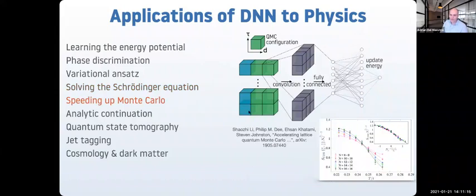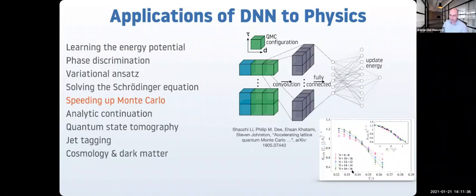Steve Johnston in the physics department has a really nice paper on the Hubbard-Holstein model where they figured out how to speed up one of the big bottlenecks, which is how you can make updates in certain types of Monte Carlo calculations. They figured out how to do this by combining a convolutional neural network with a fully connected deep neural network.